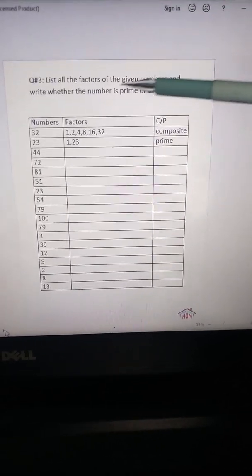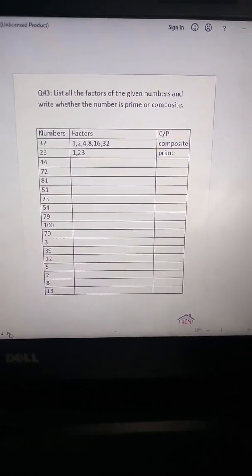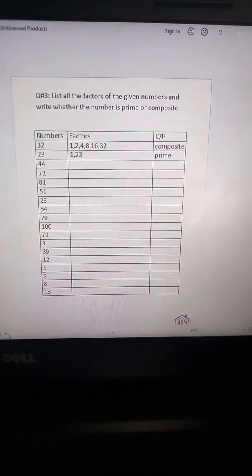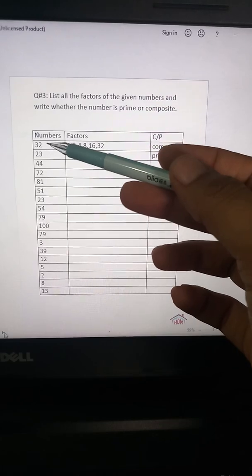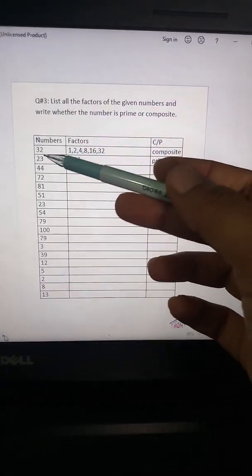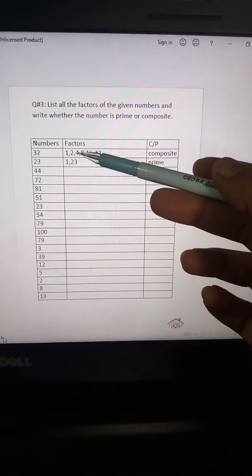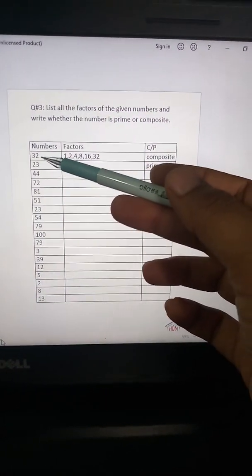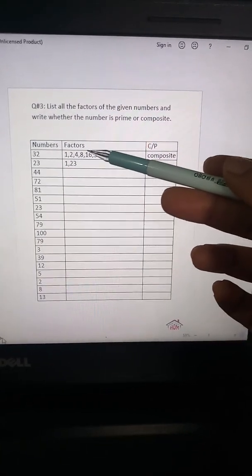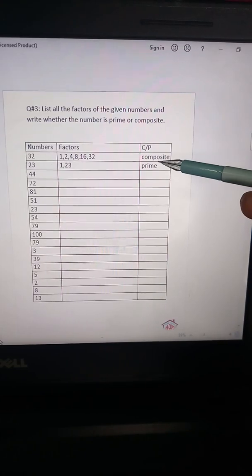The next question is: list all the factors of the given numbers and write whether the number is prime or composite. Here are two examples for you. The number is 32, and 32 comes in the table of 1, 2, 4, 8, 16 and 32. So the number 32 has more than two factors, so it is a composite number.